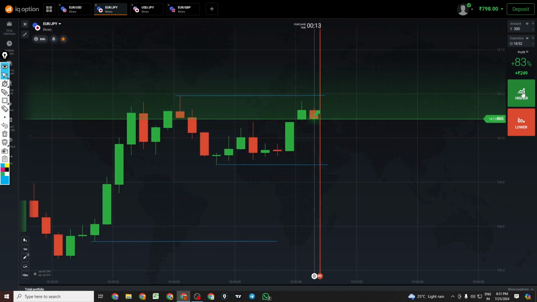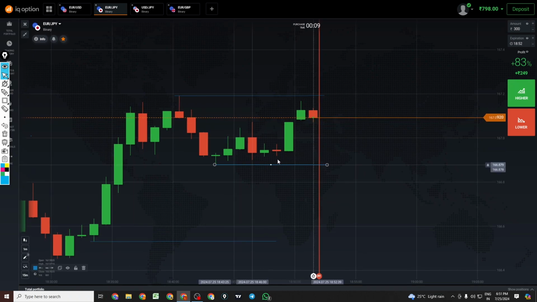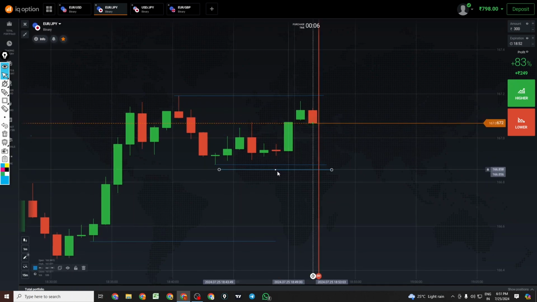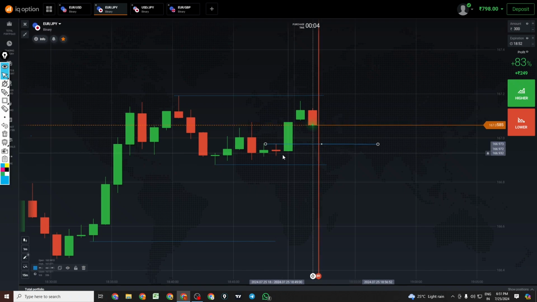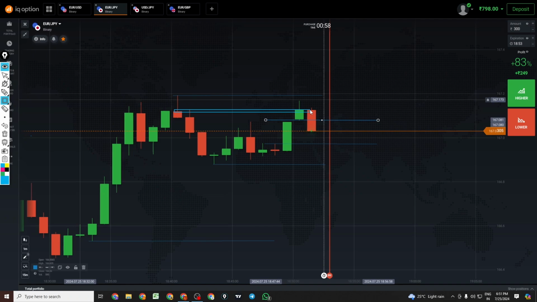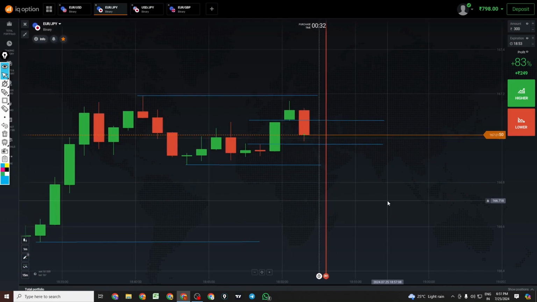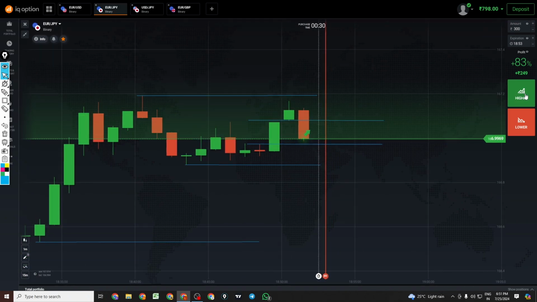What is happening here? If I get any red candle from here, I will try to take a call option on the next candle. Because see, after mitigation, I get a fair value gap here, and it was coming from exactly this resistance level. So if it gives any confirmation, I will try to take the call option from here. Here is also the same situation. Okay, I will go with the call option here.